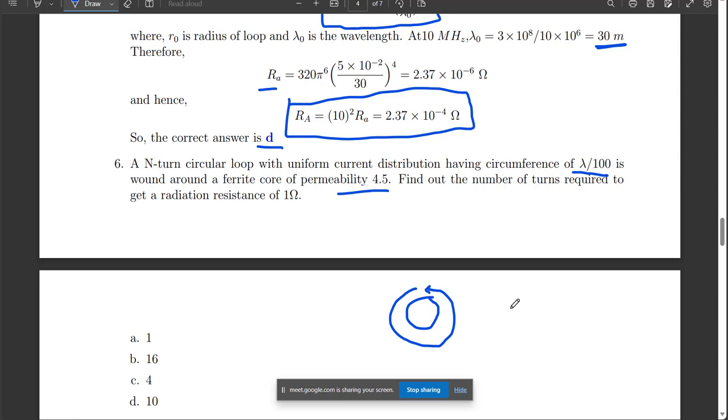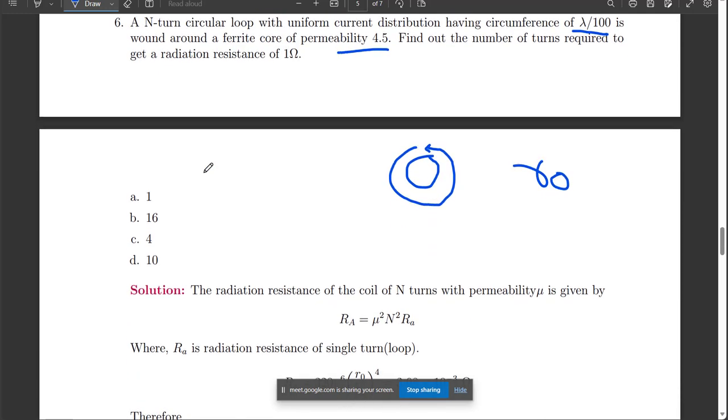So find out from 2 pi r, r naught. You don't need to find lambda naught because r naught is in terms of lambda only, so both of the terms will cancel out each other. Then radiation resistance is given to you, and you have to find out how many turns N it will be.